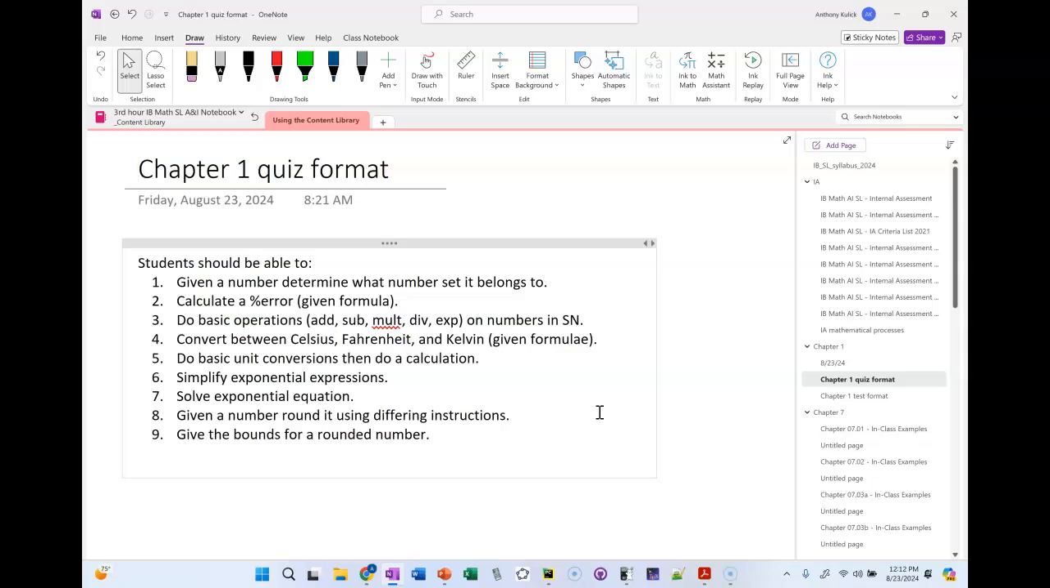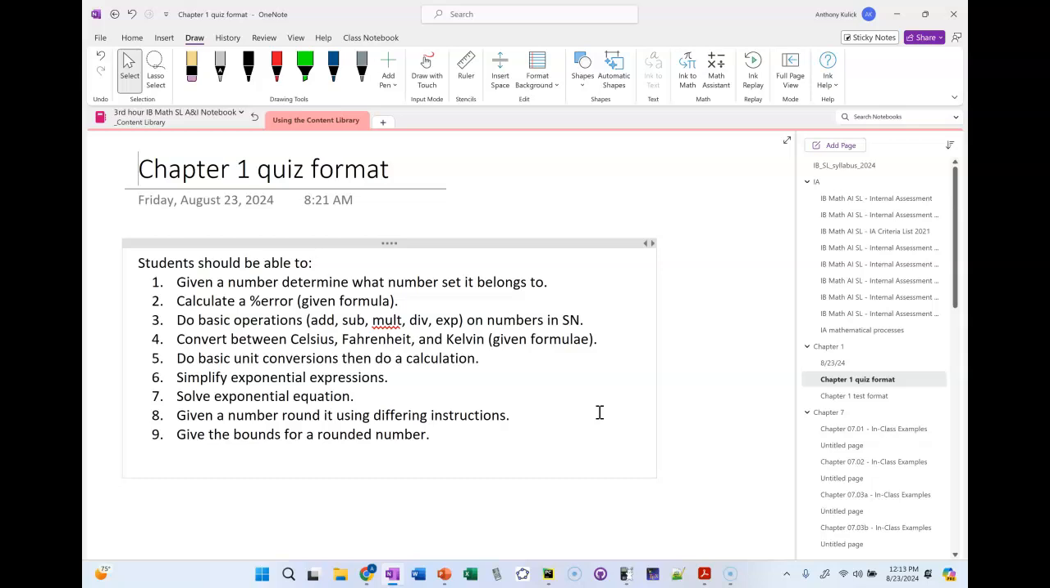Is that okay? And then you should be able to give the bounds for a rounded number. We did a bunch of practice like that. It seemed like most of the questions at the start of class were from homework regarding writing the bounds for things. That's what your quiz will look like. Does that feel pretty doable?